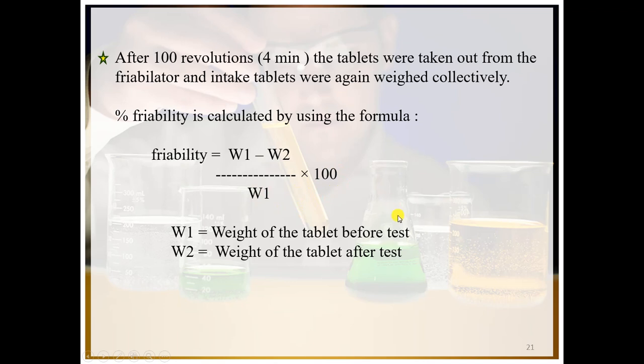Then you will check how much content is lost. It shouldn't be more than 1%. If it is 1%, then it is considered acceptable for most products.